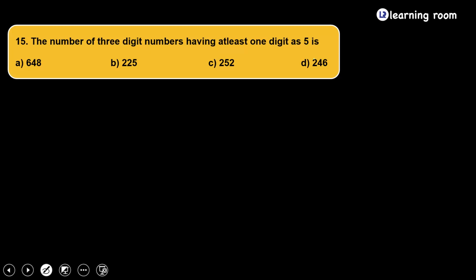I'm asking you to form a 3-digit number, and you can use any of the digits 0 to 9. So 0 to 9 are how many digits? 10 digits. So you can use 10 digits, but the important condition is that the first 3-digit number starts with 100 and the last 3-digit number is going to be 999. So 100 and 999. So totally how many 3-digit numbers are there?